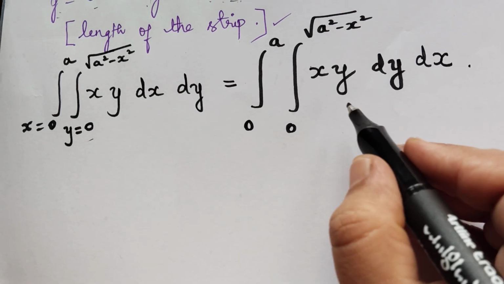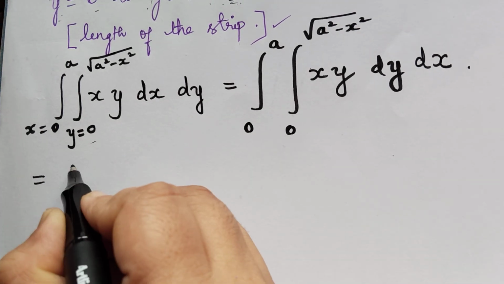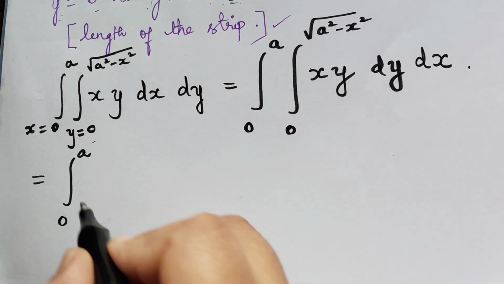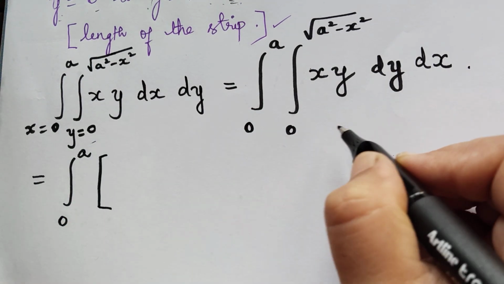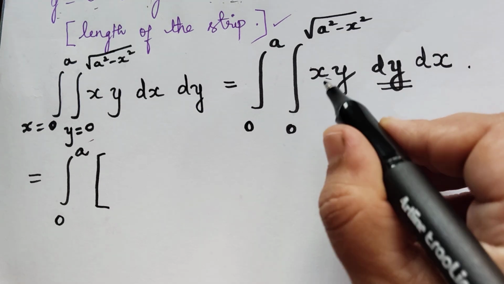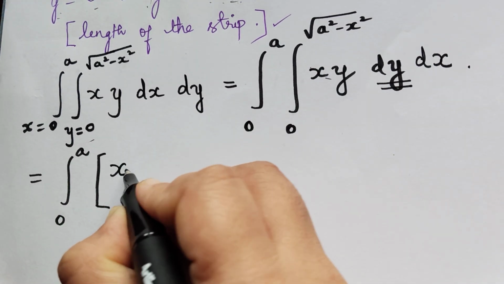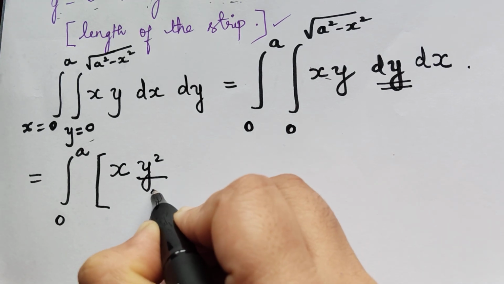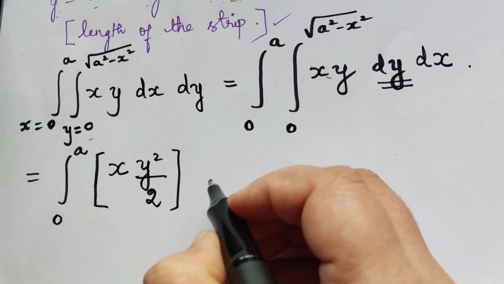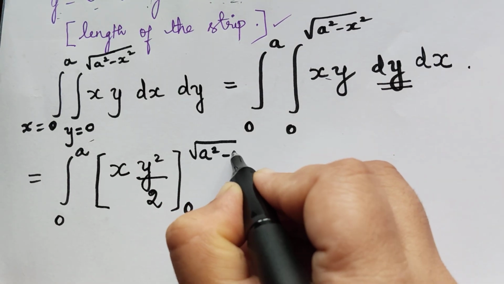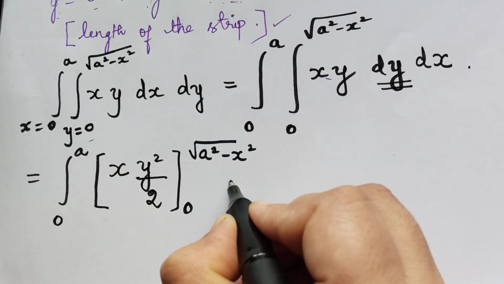Now we shall start to integrate this. The outer integral remains as it is, as we are doing the inner integral first. The inner integral is integrated with respect to y, so x will be treated as a constant and will come as it is. And what is the integration of y? It is y squared divided by 2, between the limits 0 to square root of a square minus x square, and we have dx over here.